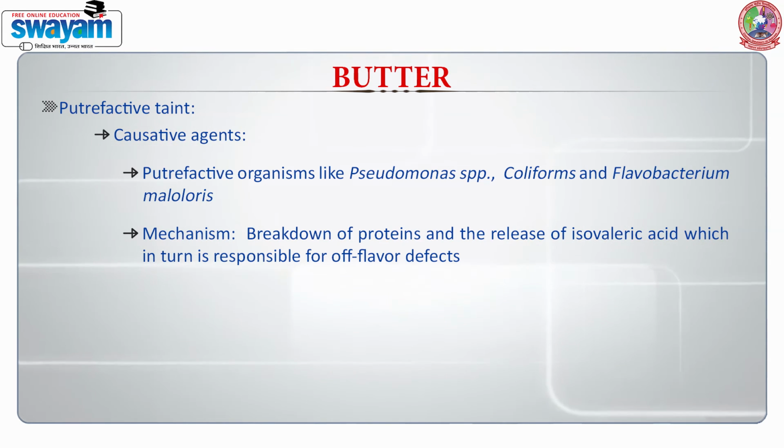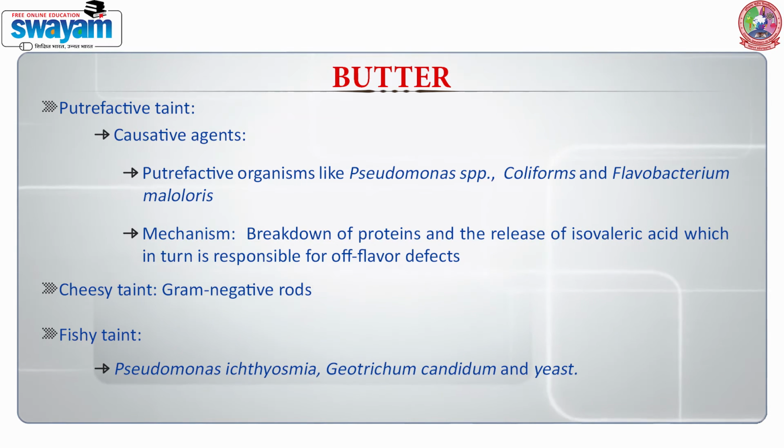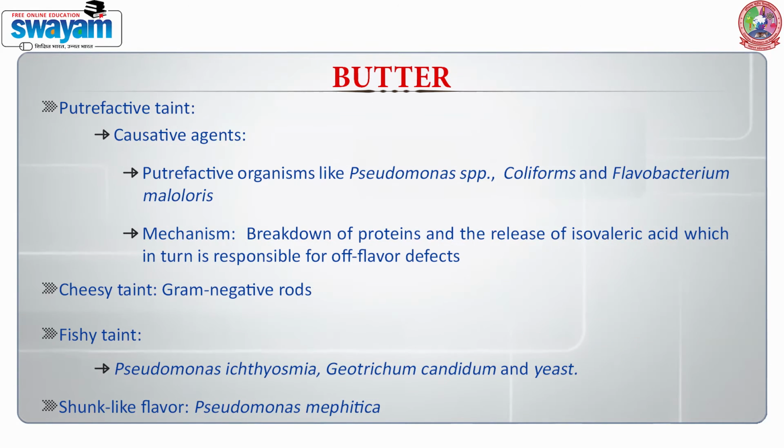In cheese, you can also see a cheesy taint which is due to gram-negative rods. We can also find a fishy taint in butter which is due to Pseudomonas species, Geotrichum candidum and yeast. At times, butter is also associated with a skunk-like flavor, that is Pseudomonas mephitica, which is responsible for this peculiar odor in the butter.